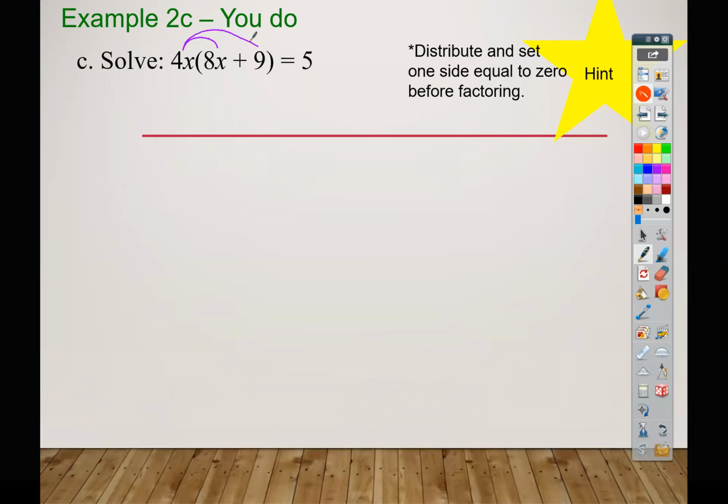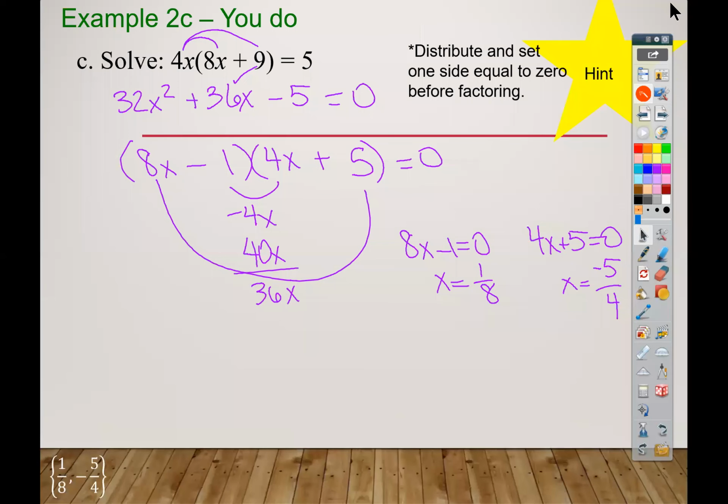I'm going to distribute this 4x. So I'm going to have 32x squared plus 36x. Now I need to subtract that 5 from the other side. Okay, now go ahead and you work it out. And this is what you should have gotten.